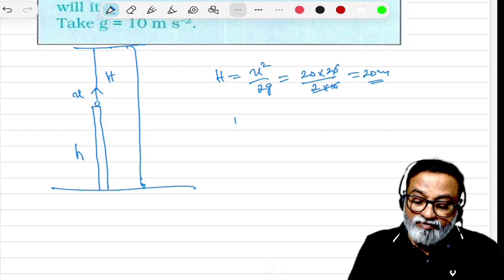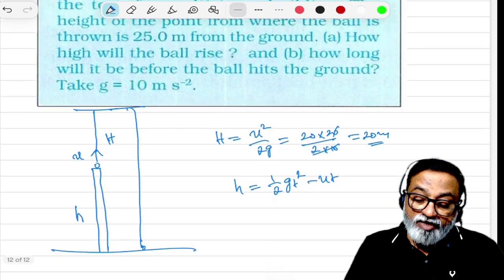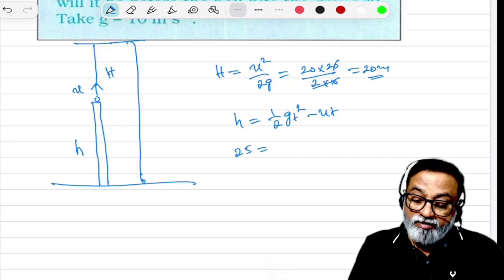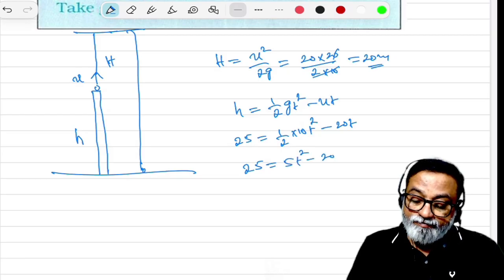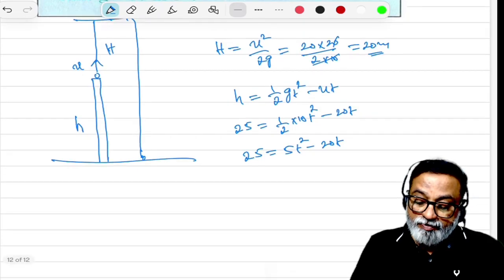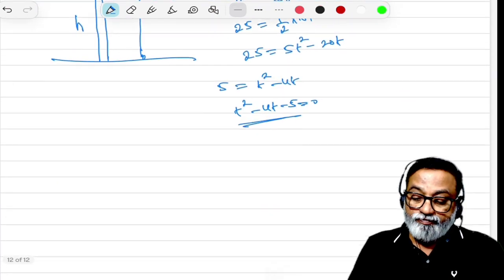That is, height of the tower, h is equal to half g t square minus u t. Here h is given as 25 meters. This is 25, 1 by 2, g is 10, t square minus 20 into t. This becomes 25 is equal to 5t square minus 20t. Therefore, by dividing with 5, this becomes 5 is equal to t square minus 4t. Therefore, this becomes t square minus 4t minus 5 is equal to 0.